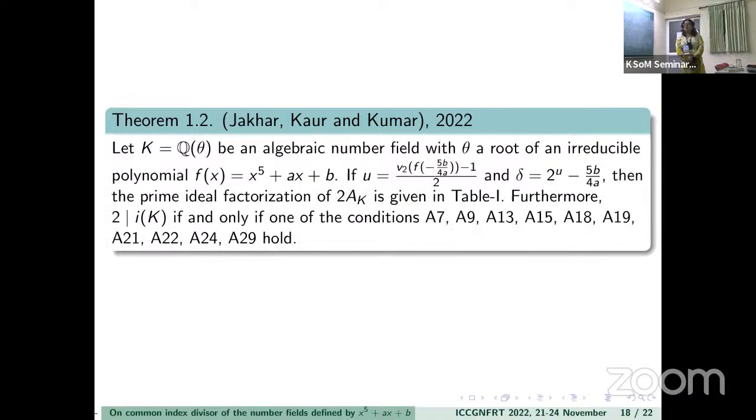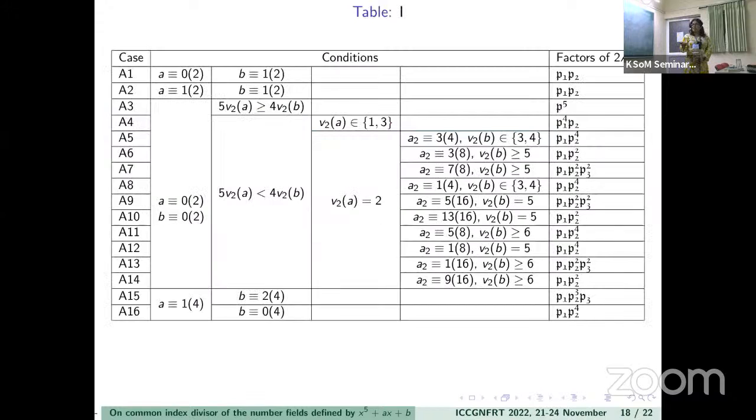The second theorem states the necessary and sufficient conditions for the prime 2 to divide the field index IK. We have also given the prime ideal factorization of 2AK. These were the results proved by us.